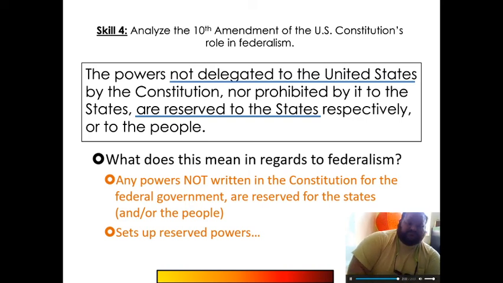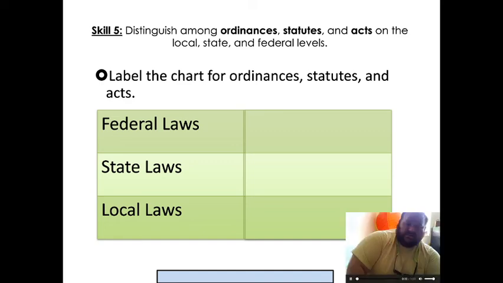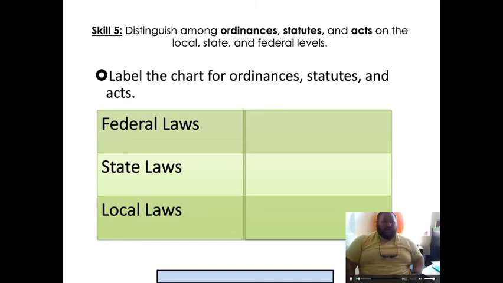All right. So we need to label the chart for ordinances, statutes, and acts. So we need to attach those words, ordinance, statutes, and acts, to the different levels of government. So federal laws are called what? State laws are called what? And local laws are called what? Should be pretty easy. One of them is very similar to what describes it.